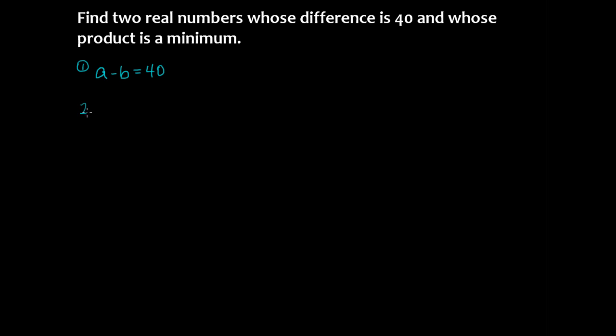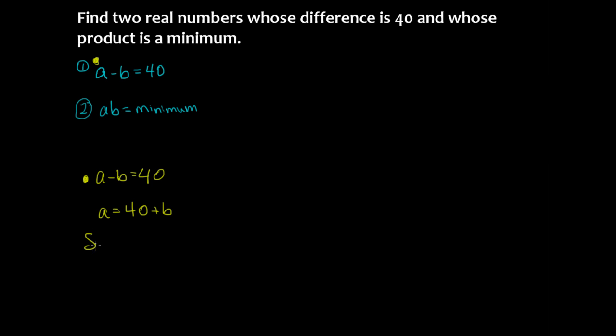The second part says that a times b, for two numbers that satisfy condition 1, is a minimum. So what we'll end up having to do to solve this problem is solve for one of the real numbers in the first equation, plug that value into the second equation, and then use a little bit of calculus to determine the minimum in that relationship. So for the first one, we need to solve for one of the real numbers. Let's solve for a. So a is equal to 40 plus b.